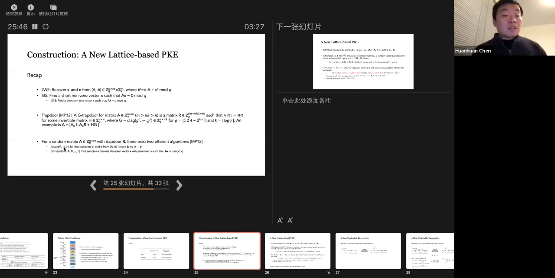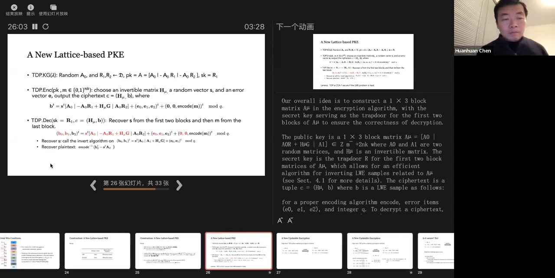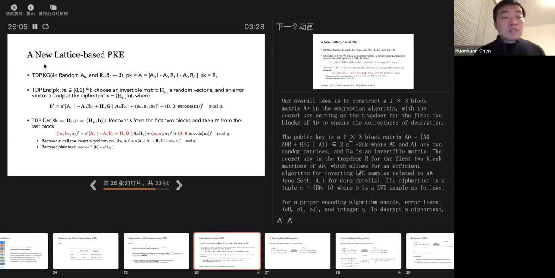The LWE problem will be used to ensure the confidentiality of our PKE schemes, and the sampling algorithms will be used for the token generation process. So we first propose our new PKE scheme.